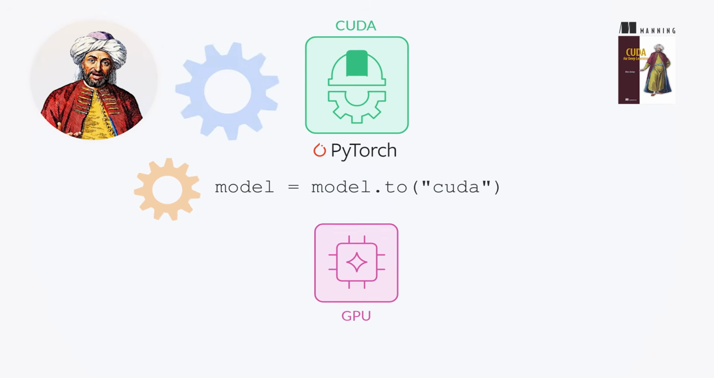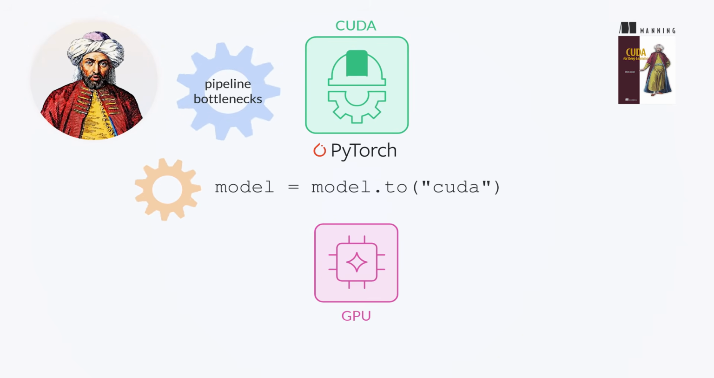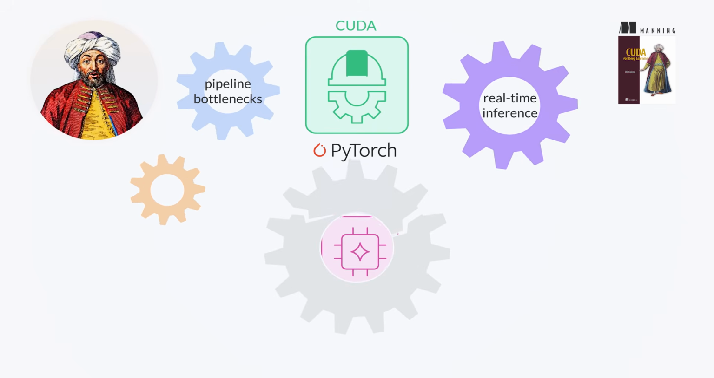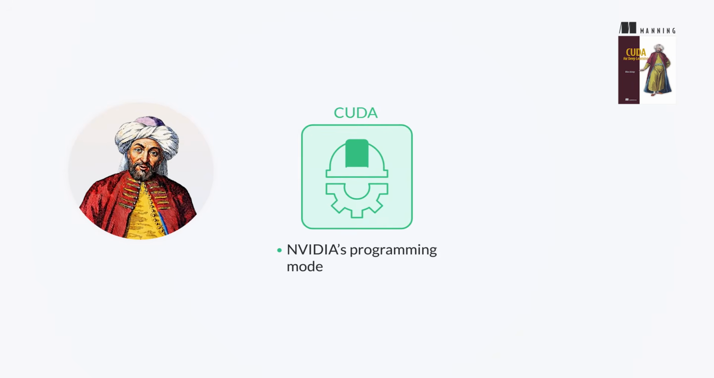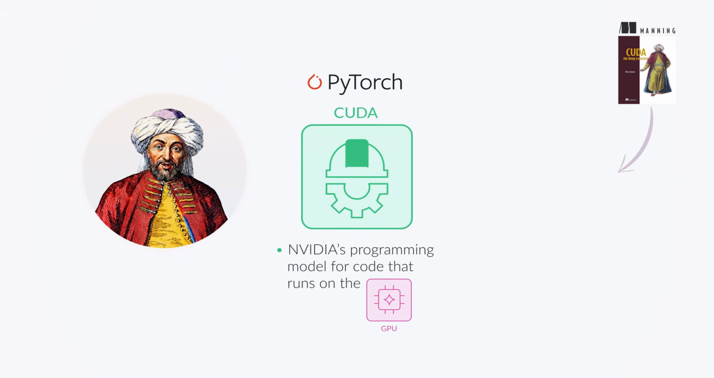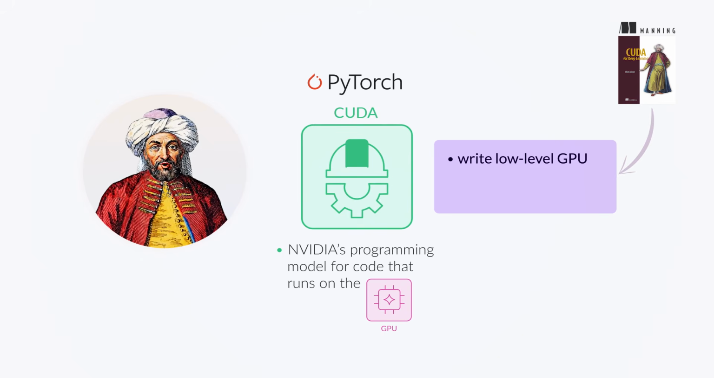But if a custom operation bottlenecks the pipeline, or an embedded system needs strict real-time inference, the framework may not give you enough control. CUDA is NVIDIA's programming model for code that runs on the GPU. PyTorch uses CUDA under the hood. This book teaches you to write low-level GPU code yourself, then optionally integrate it back into familiar frameworks.